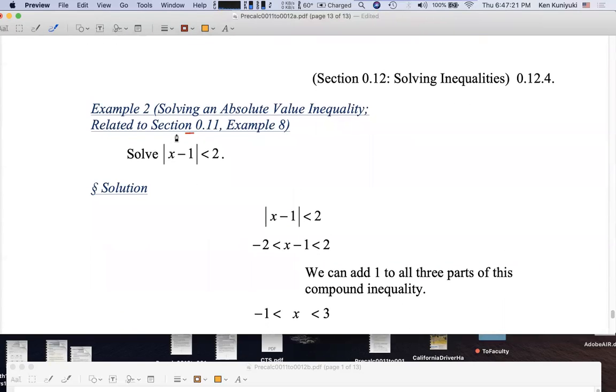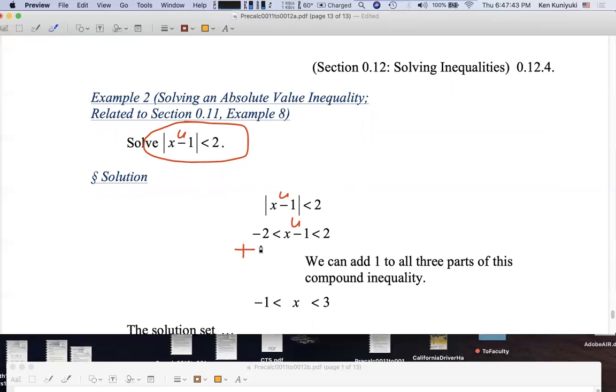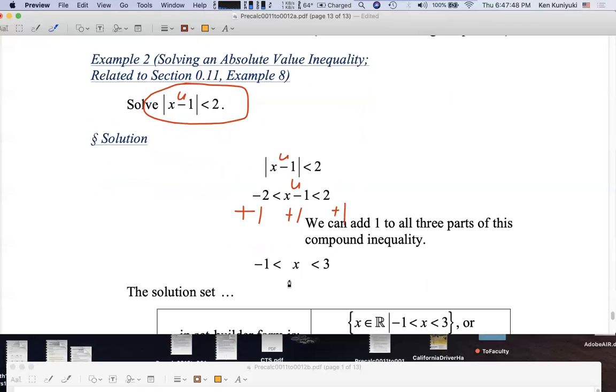Let's say you want to solve the absolute value of x - 1 is less than 2. Well, you can think of this as u, like a substitution. If the absolute value of u is less than 2, that means that u itself has to be between -2 and positive 2. Add 1 to all three parts. We're allowed to do that. -1 < x, and x < 3. There's an implied and here.